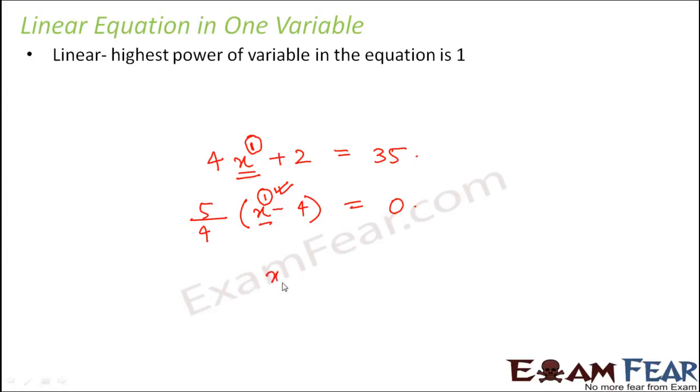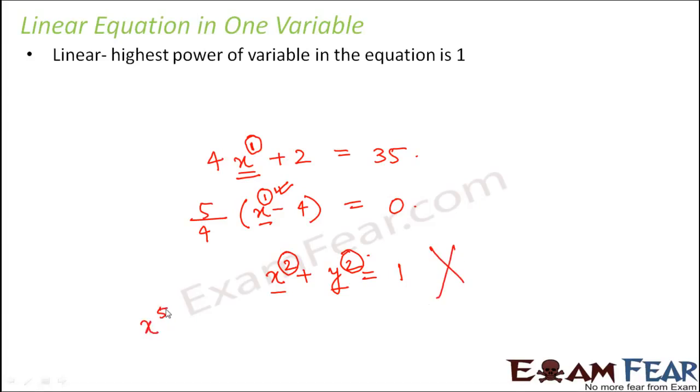Let's look at yet another example: x square plus y square is equal to 1. In this case, how many variables do we have? We have two variables, that is x and y. And what is the power of the variable? For x it is 2, for y also it is 2. So which is the highest power of variable in this equation? That is 2. So is this a linear equation? No, this is not a linear equation.